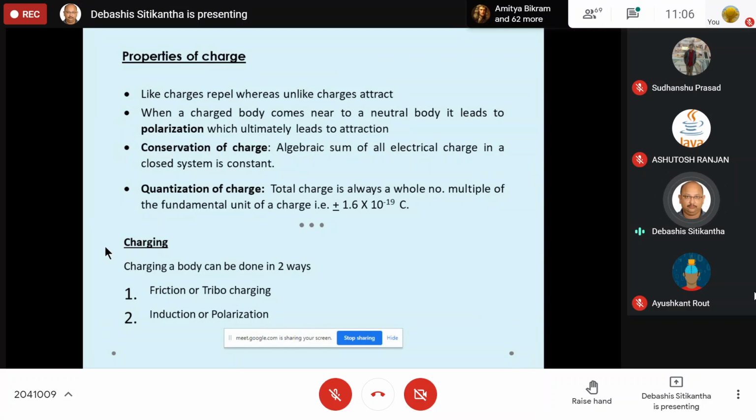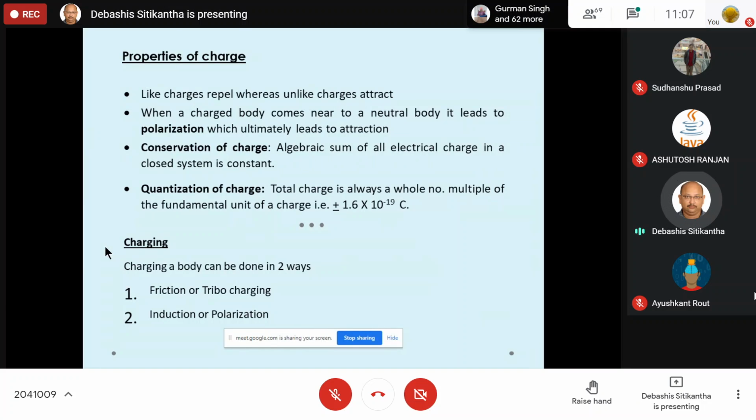That means if you are having 2 positive charges or 2 negative charges, then we call that pair like charges. When they come close to each other, you can see they try to repel each other. For example, if there is a positively charged body and another positively charged body is present near it, then obviously they are going to repel each other. But if the charges are not of the same polarity, for example, a positively charged body in close vicinity to a negatively charged body, obviously they are going to attract each other.